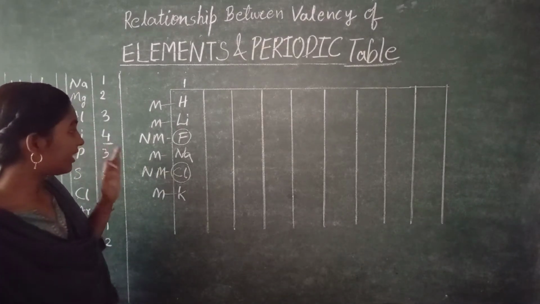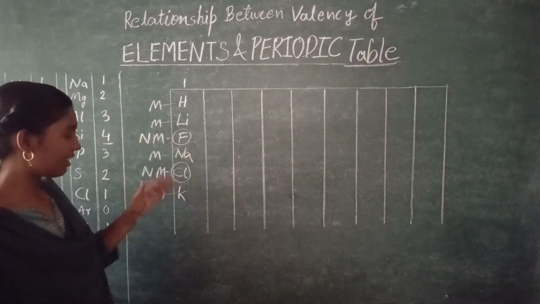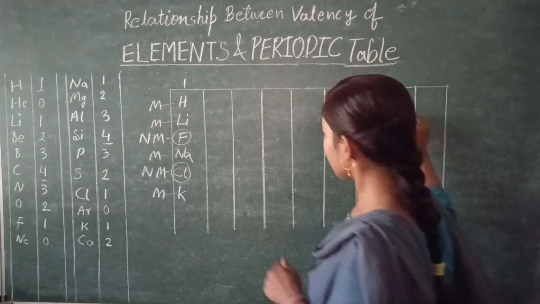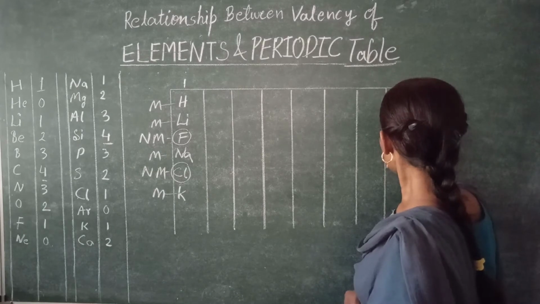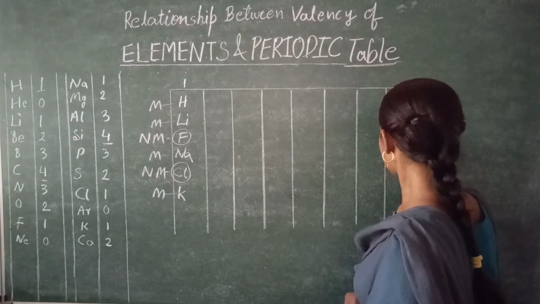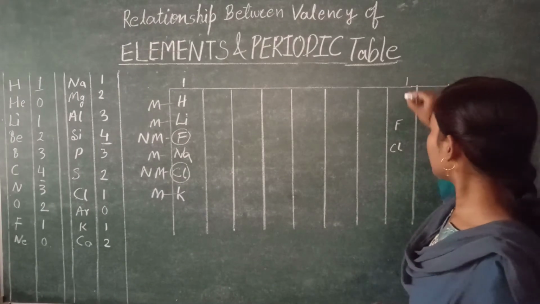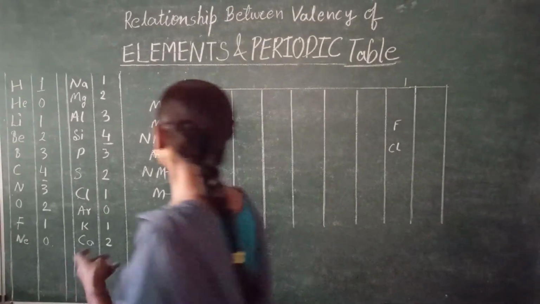So what I did, we separate them. So let's separate them, and I am keeping them here in this last second point. Fluorine and chlorine, they are having valency 1 only. Now collect the next one.